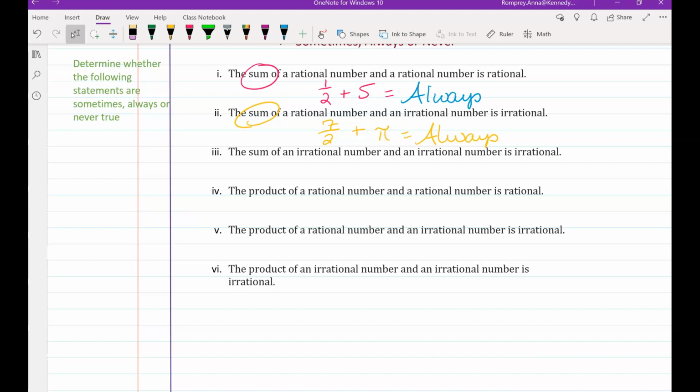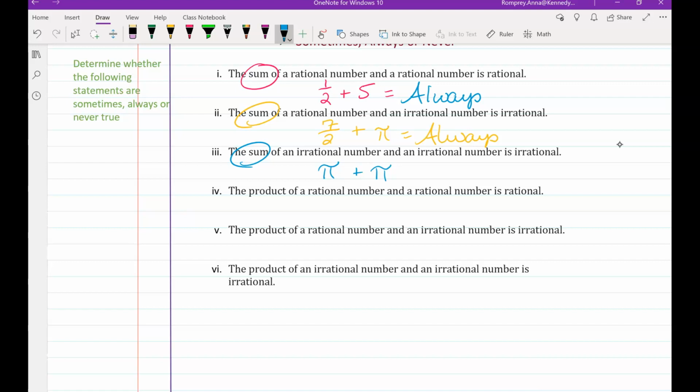All right, so sum again. The sum of an irrational number and an irrational number. Okay, so pi plus pi. Crazy long decimal plus crazy long decimal. Is that going to end up magically being not a crazy long decimal that's non-repeating or non-terminating? Nope. If I have something that doesn't have a pattern and I add something else that doesn't have a pattern, it's going to continue to not have a pattern. So that's going to be irrational.